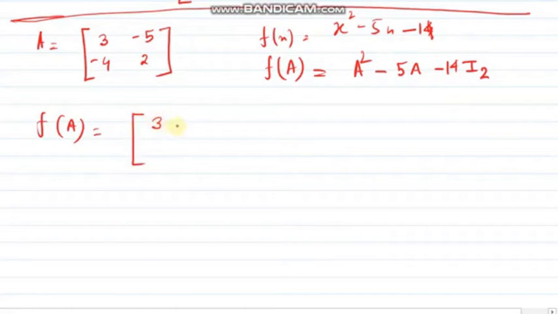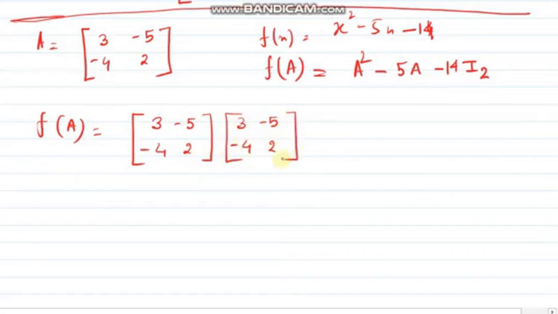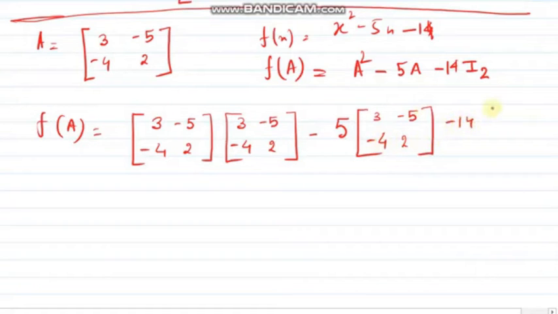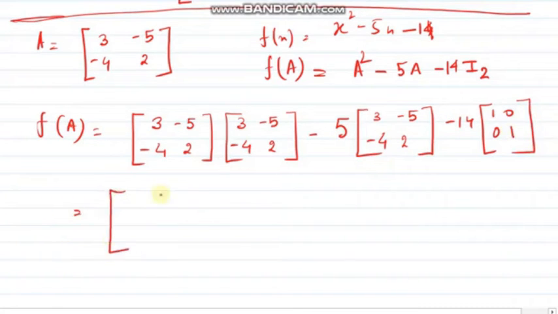A squared is [3, -5; -4, 2] times [3, -5; -4, 2], minus 5A, that is 5 times [3, -5; -4, 2], and minus 14 times I, where I is [1, 0; 0, 1], right? So if I perform that, A squared is already done.